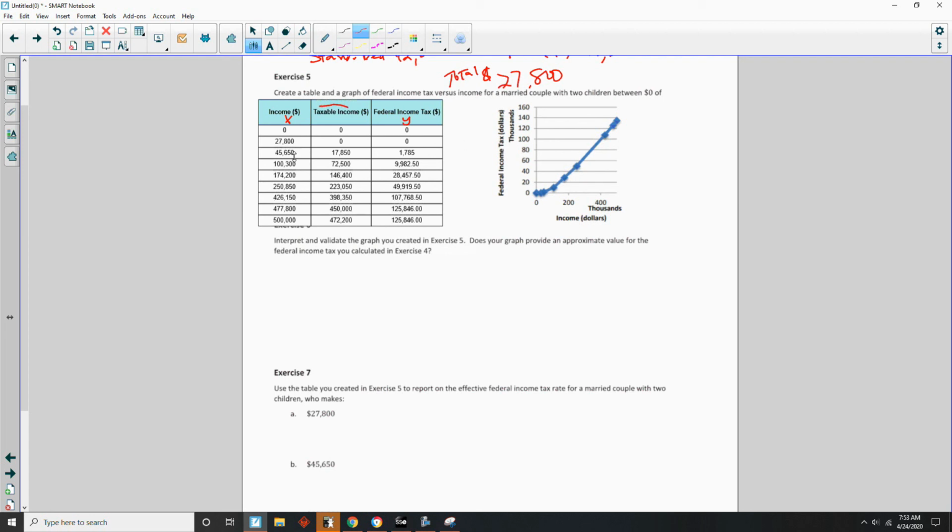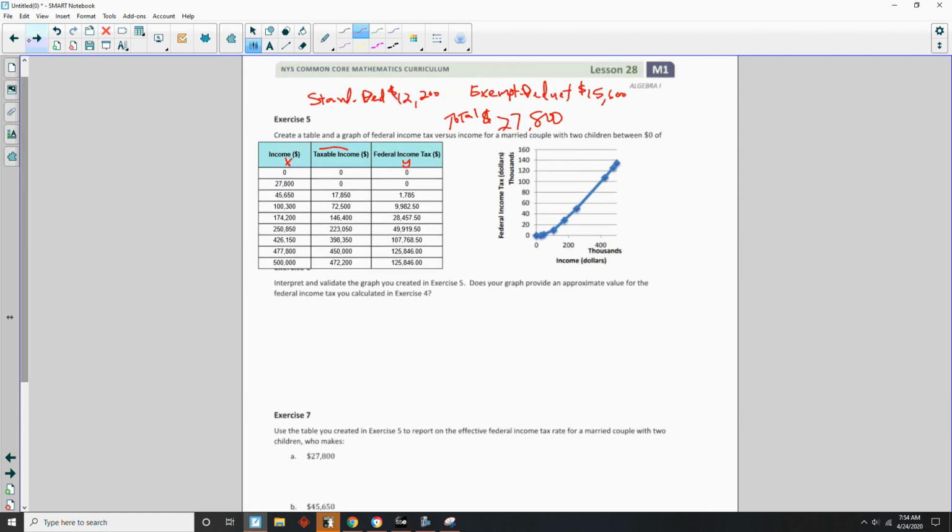So if I made $45,600, this is $200,000, $50,000, $45,000 is back here. Then it is 1,785. So this one's close to 200,000, which would be the 174.2, and that is 28,000. So here's 20, here's 30, so it's right about there. And as you can see, the graph is going up at this rate. So it says interpret and validate the graph you created in exercise 5. Does your graph provide an approximate value for the federal income tax you calculated in exercise 4?